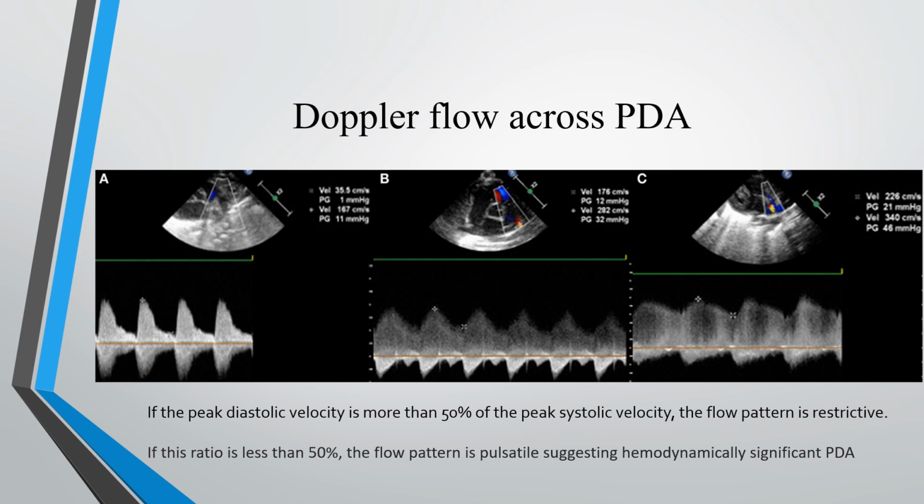While in this diagram, we can see that the diastolic velocity is less than 50%. So it is an unrestricted PDA. That is, it is flowing like a free channel, and significant systemic steal is happening. So it is a hemodynamically significant PDA. So this is how we echocardiographically assess the significance of a PDA, a hemodynamically significant PDA.